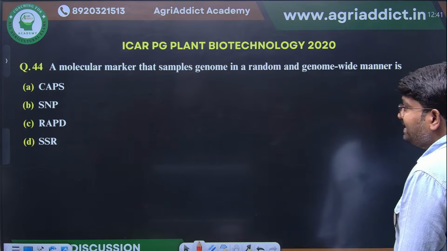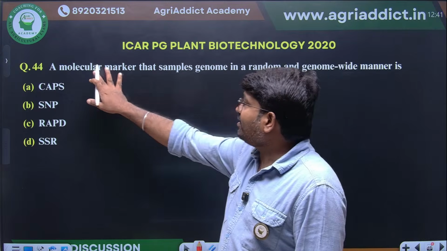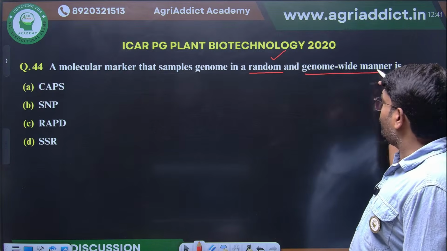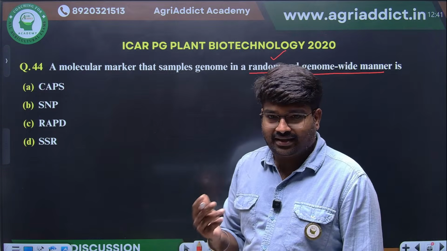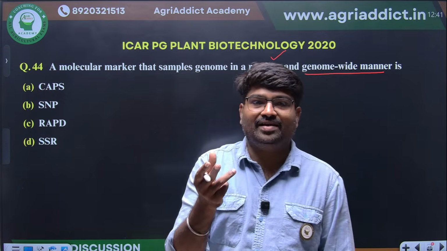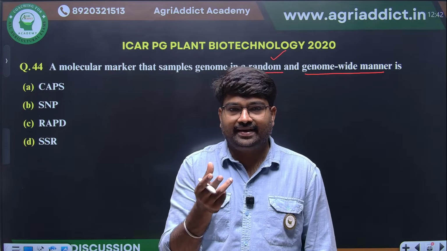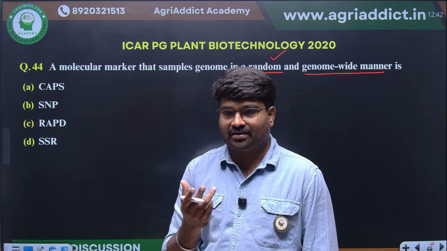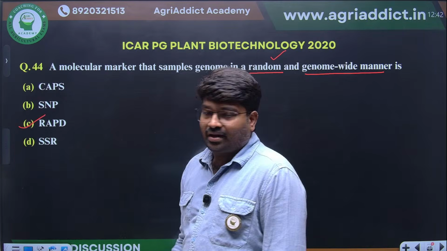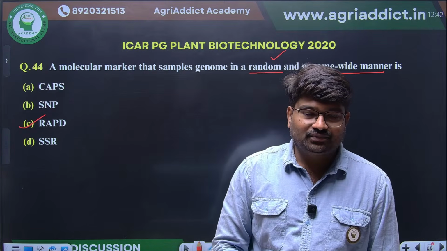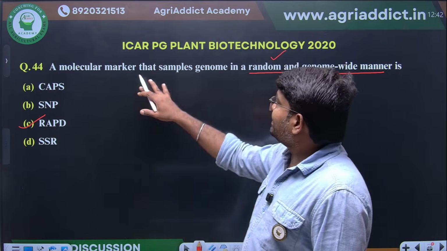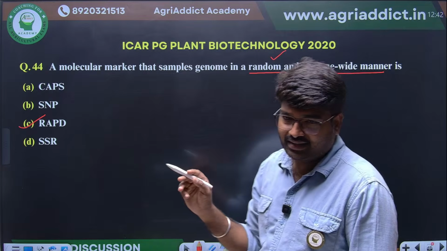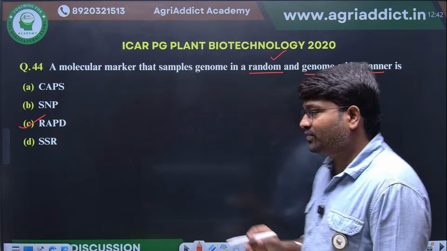So, gene mutation. A molecular marker that samples the genome in a random and genome-wide manner is which marker? They are saying it's random and genome-wide manner. The name itself is there. Which marker? Yes, very good. RAPD markers. RAPD markers we can use, that can be used for sampling the genome in a random and genome-wide manner. Yes, very good. RAPD is the right marker for this process.